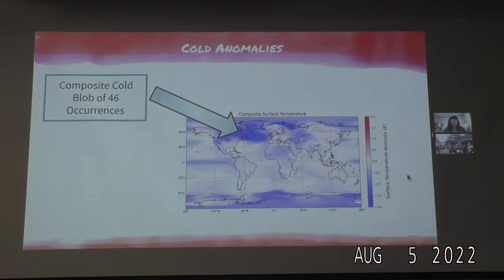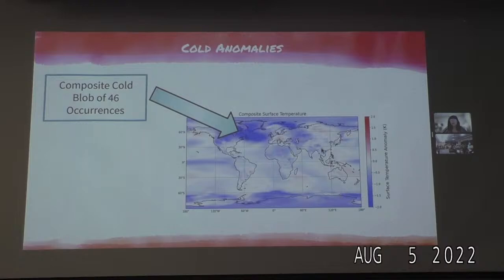So when we took the weighted mean and averaged it out and created a global plot, this is what these 46 occurrences turn into: one big cold blob of surface temperature in the subpolar North Atlantic. And I thought this was interesting because anytime it was less than negative 1.5, it looked as though the whole Earth was just kind of cold. It was just like a cold spell.